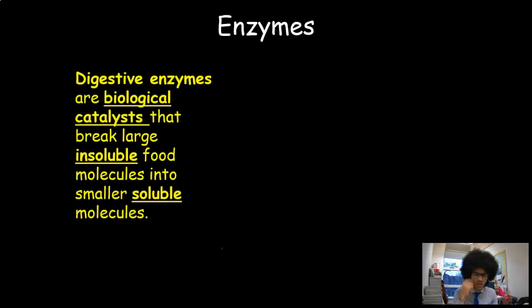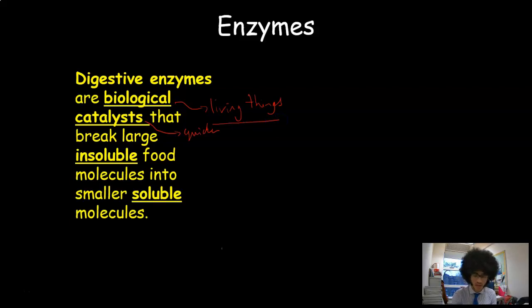So let's get started. Digestive enzymes are biological catalysts, and what they do is break large insoluble food molecules into smaller soluble ones. Just to break down this language a little bit for you: if it's biological, it basically exists in living things. And the idea of a catalyst, if you've learnt this in chemistry, is that it makes things happen quicker. So basically they break down food inside living things quicker than would normally happen if they weren't there.